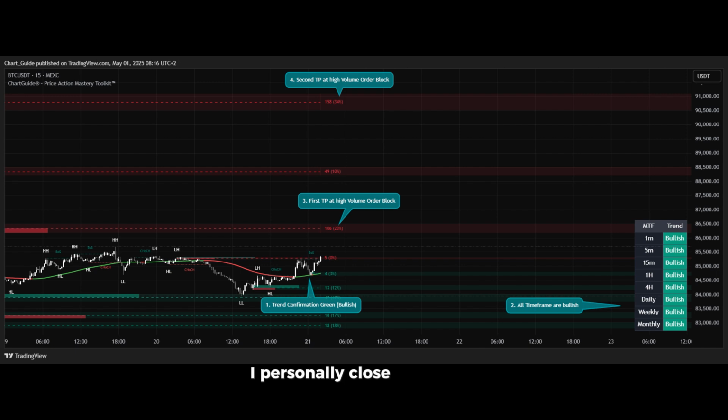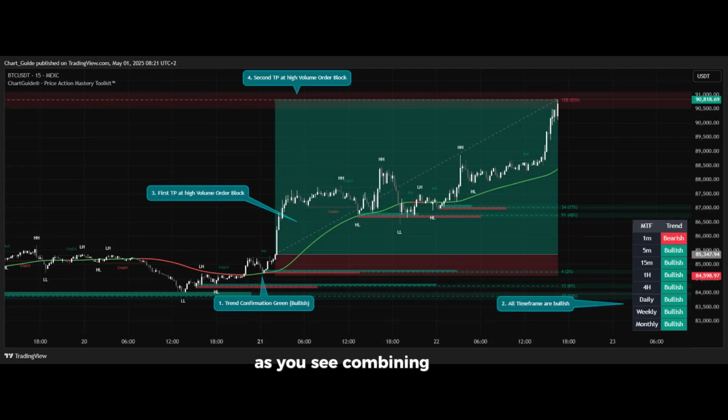I personally closed 20% of the position at TP1. TP2 is placed at a higher order block with 34% volume, which is a much stronger level. Here I close the remaining 80% of the position. As you see, combining trend confirmation with break of structure and multi-time frame alignment creates a high probability trade setup.